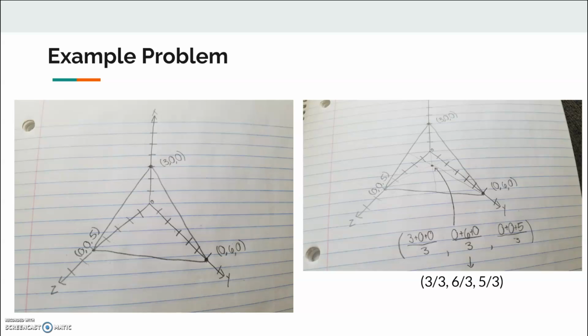For the second coordinate, the A value is 0. And for the third coordinate, the A value is also 0. So that's how you get 3 plus 0 plus 0. Then you do the average of that, which makes it over 3. When you do the same thing to the other two coordinates, we'll call them the B and C coordinates, you get 0 plus 6 plus 0 over 3 and 0 plus 0 plus 5 over 3. That's how you end up with the centroid coordinates of 3 over 3, 6 over 3, 5 over 3.